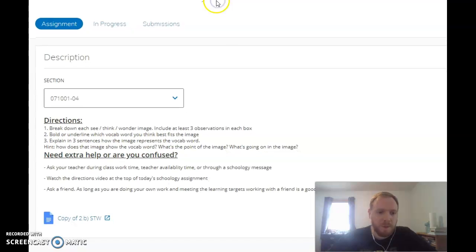Moving forward, you take your new expertise on these words to today's assignment. Just some quick things. You're going to break down each See, Think, Wonder image, including at least 3 observations in each box. I'll go over that just a touch more in a second. Bold or underline or find a way to show which vocab word you think best fits the image. And then lastly, explain in 3 sentences how the image represents the vocab word. So you're thinking, how does the image show the vocab word? What is the point of the image? What's going on in the image?